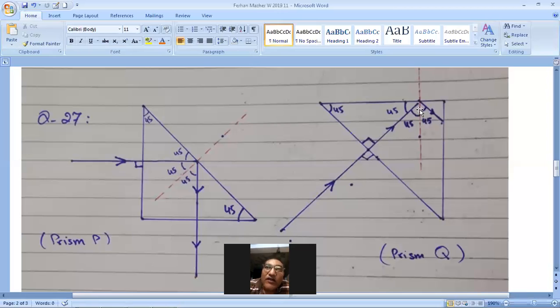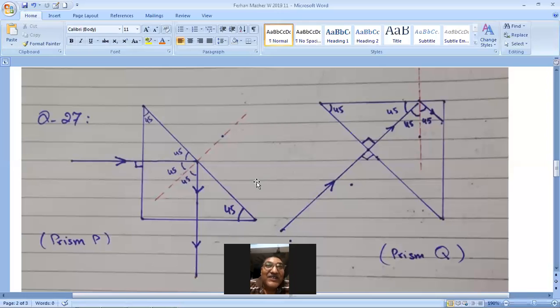So here the angle of incidence at this point is also 45 degrees, which is more than the critical angle. Critical angle was given as 42 degrees. Because the angle of incidence is more than the critical angle, total internal reflection will also take place here. You see, the light will not go into the air, but it will be reflected here. So total internal reflection has taken place in the prism P and in the prism Q. So the total internal reflection took place in both the prisms.